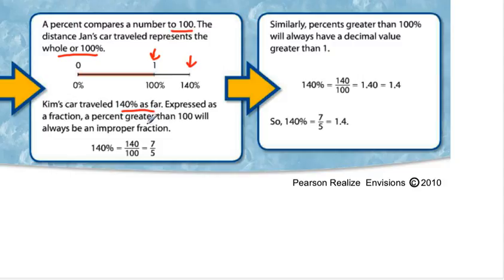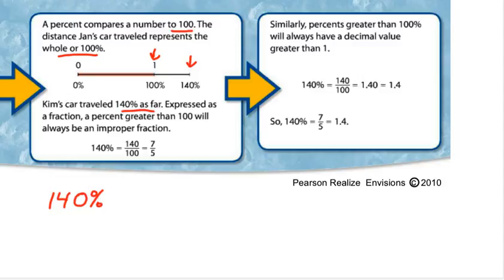Earlier on we learned that there were three phases for going from a percent to a fraction. You had to go from a percent to a decimal to then your fraction. You can see where we have 140% written as an improper fraction, 140 over 100, and then we simplified it down into 7/5.